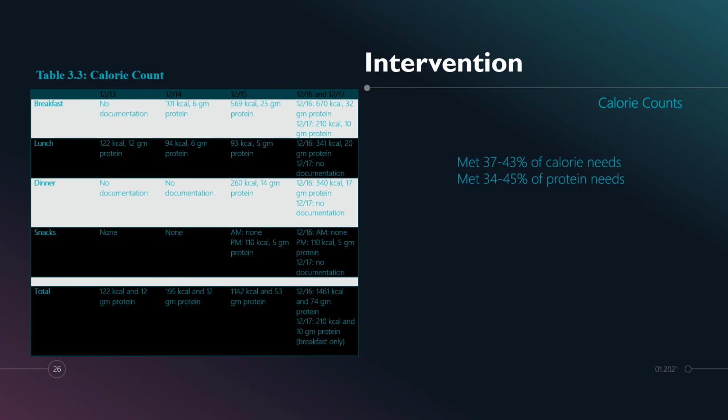And the last table that I have here is another week of calorie counts, and she was meeting 37 to 43% of the calorie needs and 34 to 45% of the protein needs. Ultimately, these were pretty much proving to us what we already knew, that her intake was suboptimal, but also it was justification for continuing the tube feed, and also enabled us to get an idea of how likely it was that she was to meet 100% of her needs orally versus needing to rely on that tube feed.